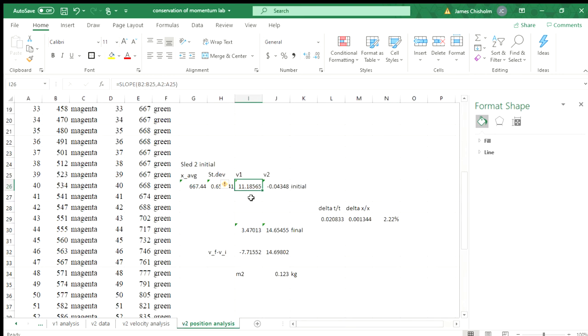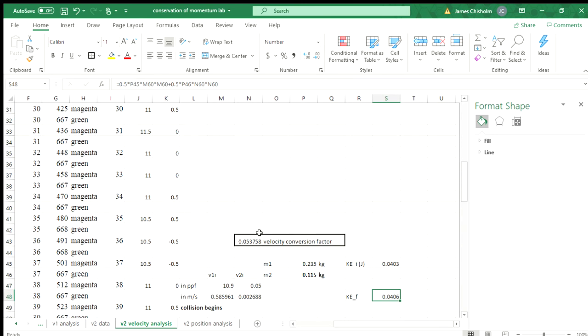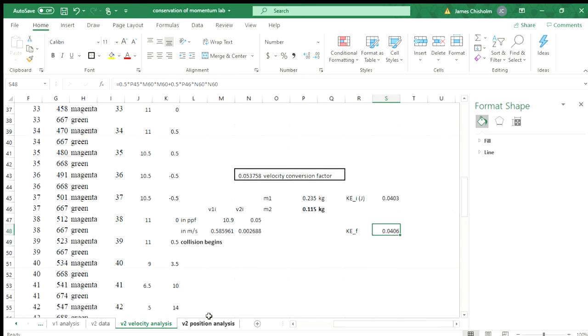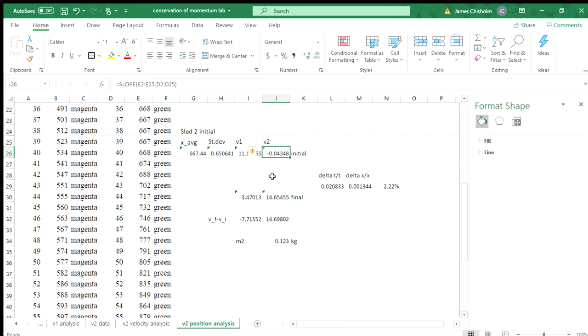So we can use the slope function for our first cart, and the slope function for our second cart. Notice our second cart should be initially not moving. In this case, we actually get our initial velocities being slightly negative, as opposed to this one, scrolling down, where we found it was initially slightly positive. Again, it should be stationary, but because of the statistical nature, it's going to be slightly different from 0. Again, use the slope function after, over the next range of data.